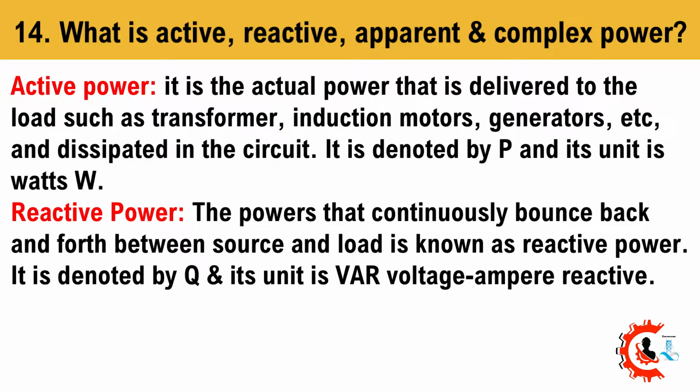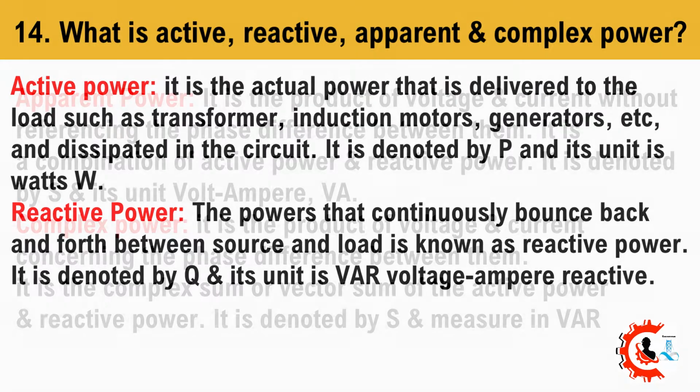14. What is active, reactive, apparent, and complex power? Active power. It is the actual power that is delivered to the load, such as transformers, induction motors, generators, and dissipated in the circuit. It is denoted by P and its unit is watts. Reactive power. The power that continuously bounces back and forth between source and load is known as reactive power. It is denoted by Q and its unit is volt-ampere reactive.